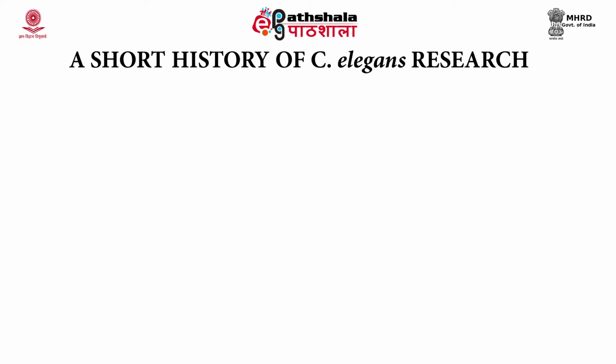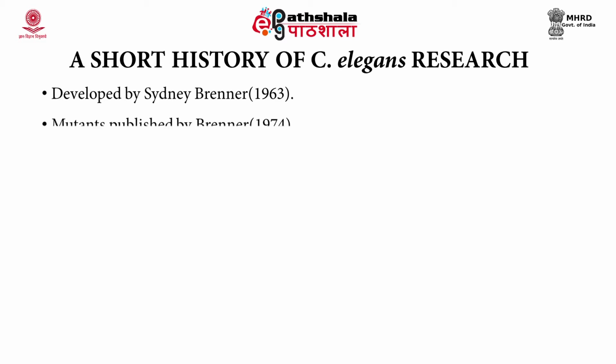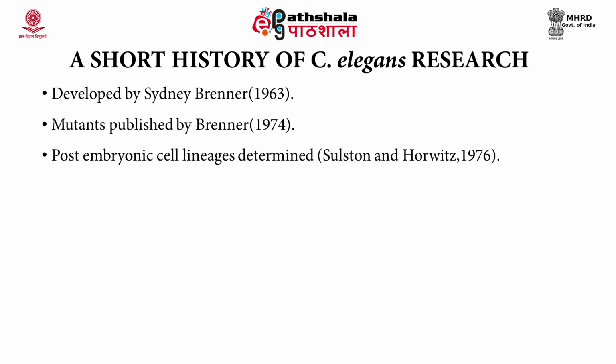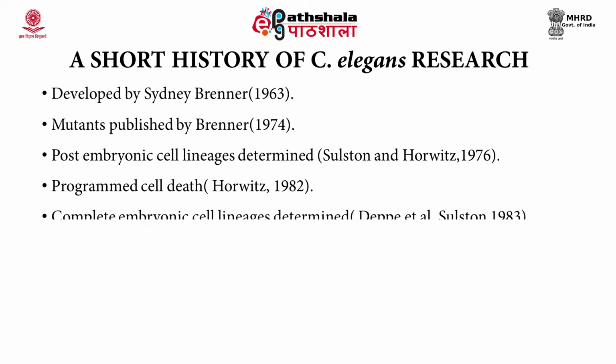A short history of C. elegans research. C. elegans was developed by Sidney Brenner in the year 1963. Mutants were established by Brenner in 1974. Post-embryonic cell lineages were determined by Sulston and Horvitz in 1976. Programmed cell death was first identified by Horvitz in 1982. Complete embryonic cell lineages were determined by Deppe et al. in 1983.